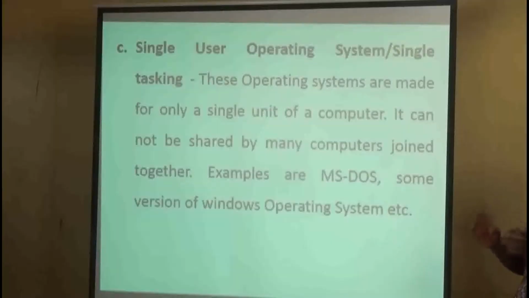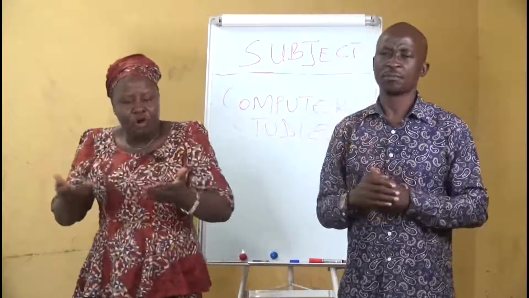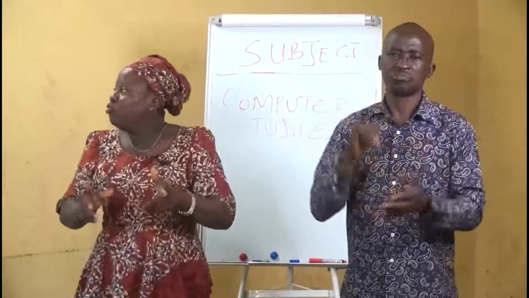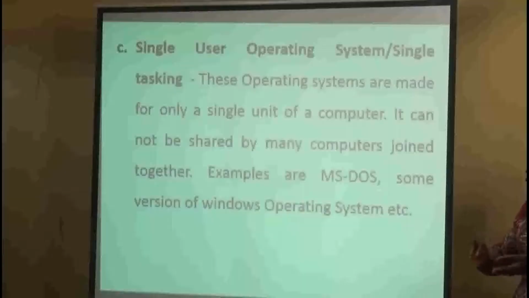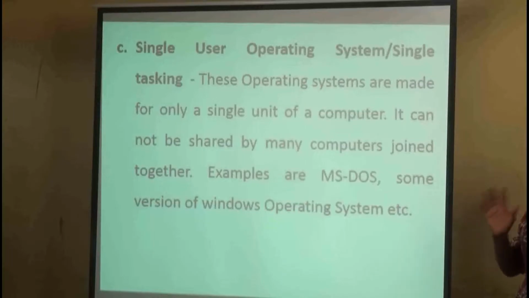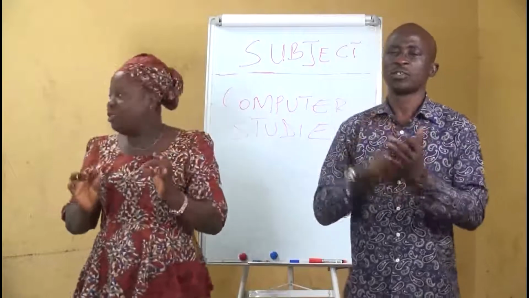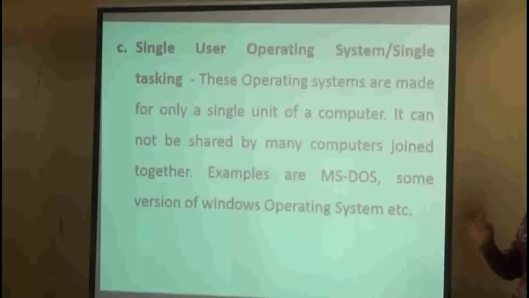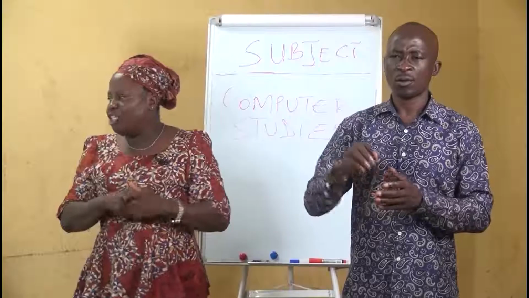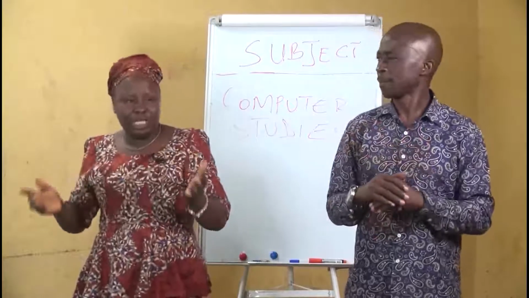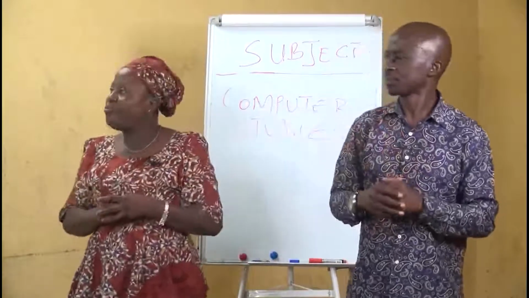It is the single-user operating system, or single tasking. These operating systems are made for only a single unit, like when you are at home making use of your computer. It's meant for you alone, and it cannot be shared by many computers joined together. An example of this type of operating system is Microsoft DOS, and some versions of Windows are another type, and so on.